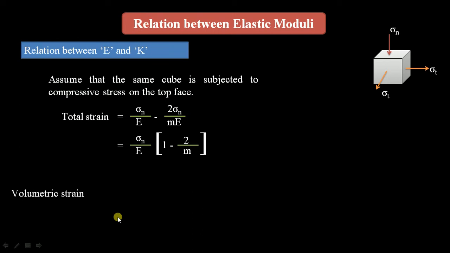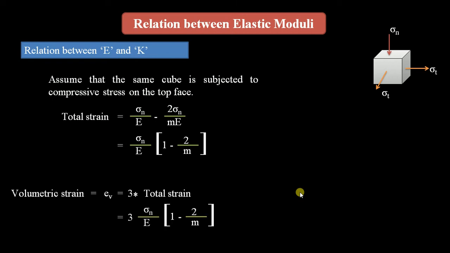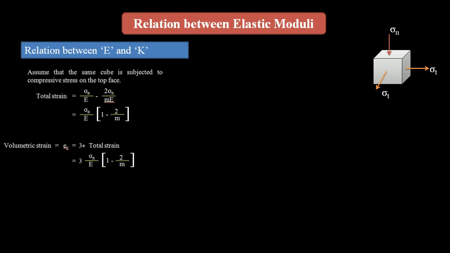Now try to write volumetric strain. So volumetric strain in this case can be written as 3 times the total strain happening for the body. Why? Because in three directions the deformation is happening. So the volumetric strain can be written as 3 times the total strain taking place inside the body. So this EV is equal to 3 into sigma n by E into 1 minus 2 by m.